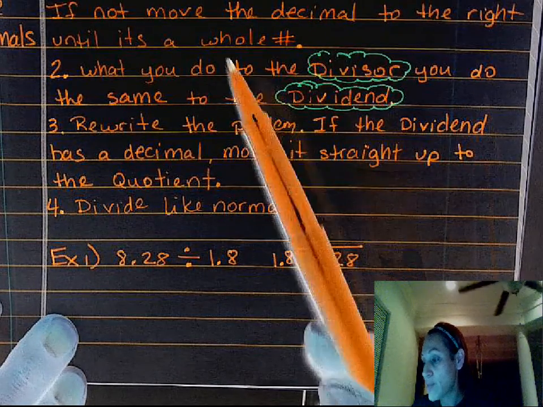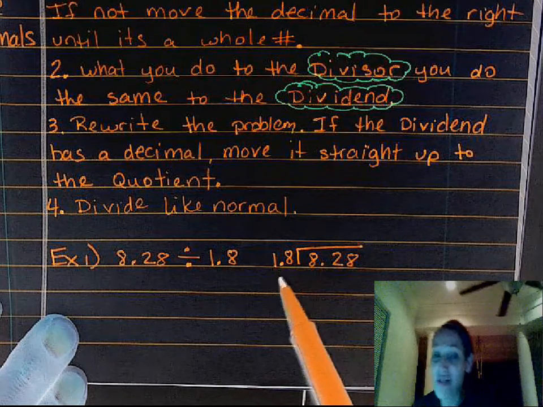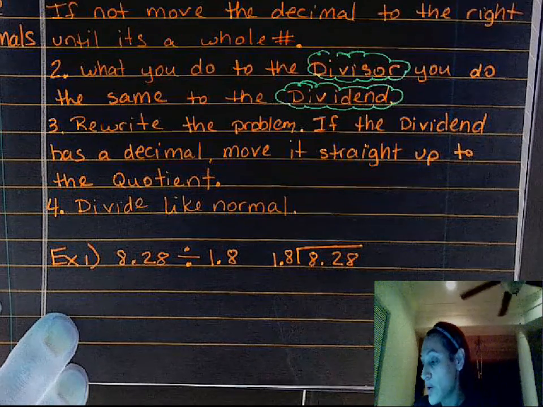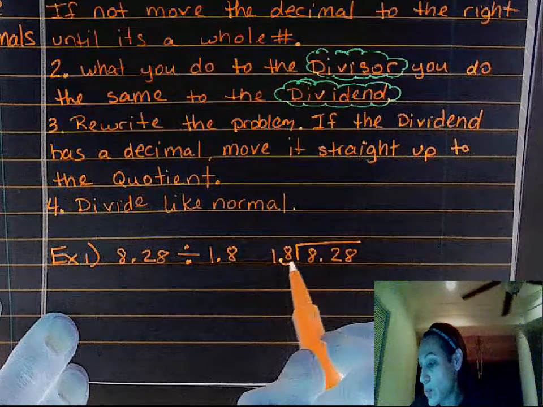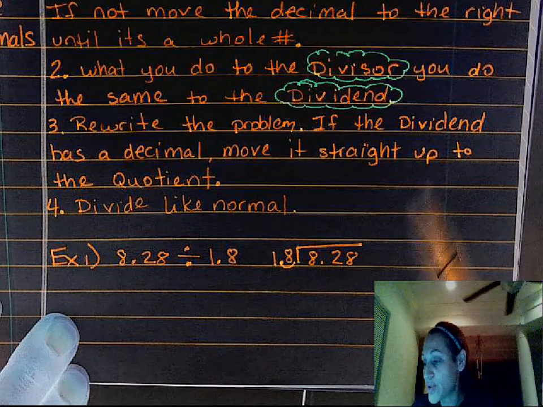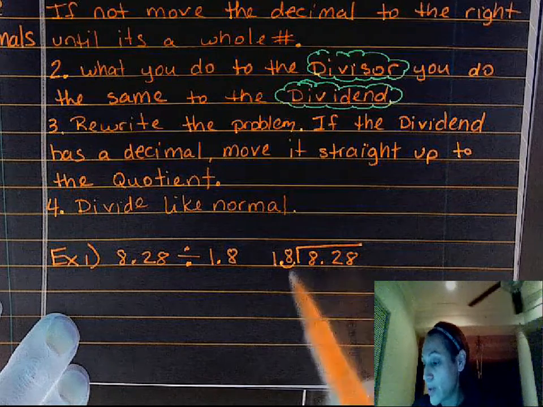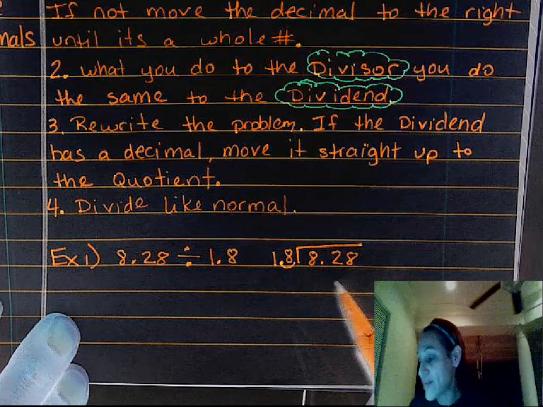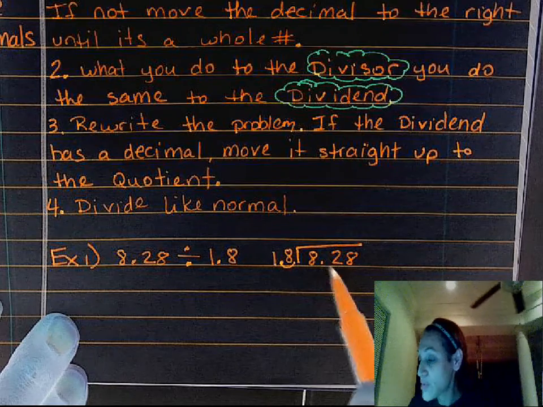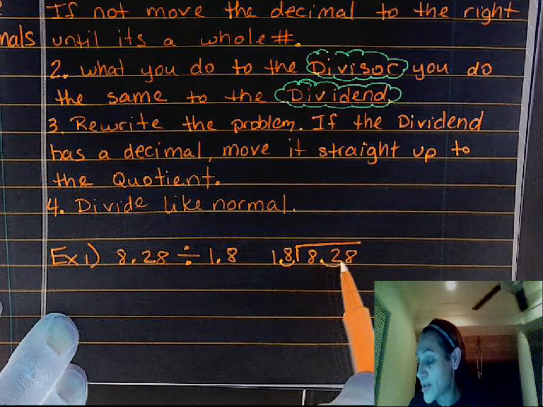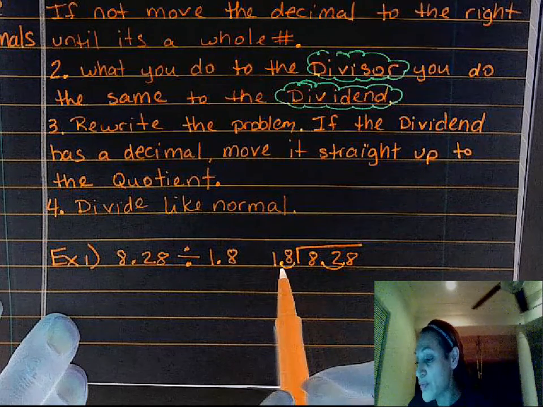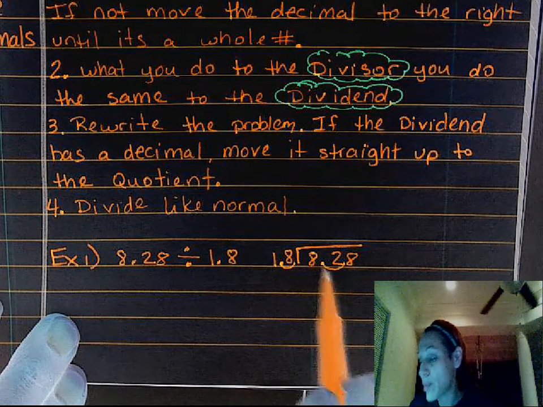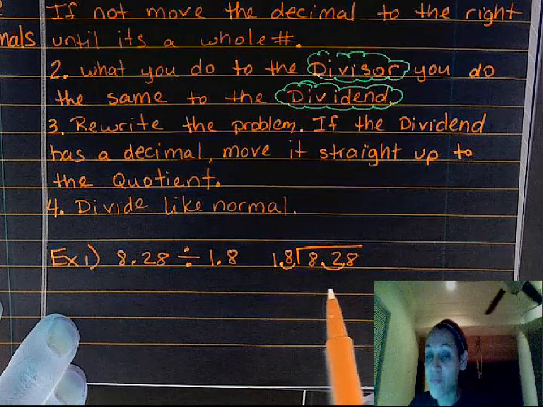So the divisor must be a whole number. Here's my divisor. It's not a whole number, right? So I'm going to have to move the decimal to the right until it's a whole number. Well, fortunately for us, we only have to move it one place to the right. Step 2 says what you do to the divisor, you do the same to the dividend. Since I only moved the decimal one place to the right in the divisor, I only need to move it one place over to the right in the dividend.